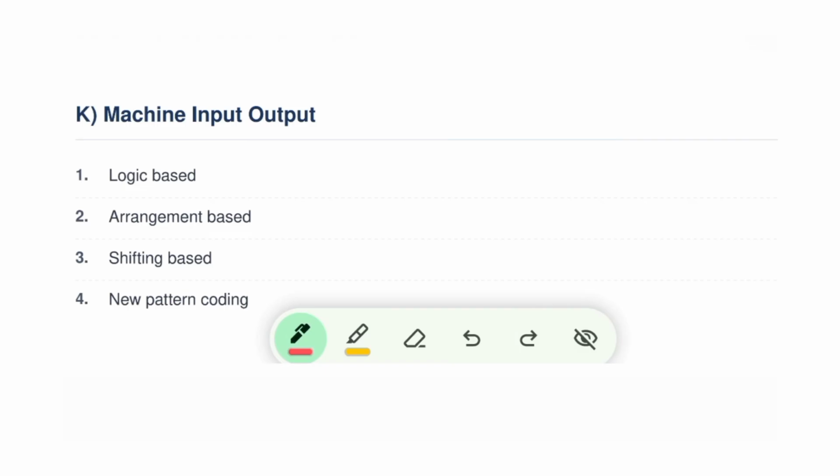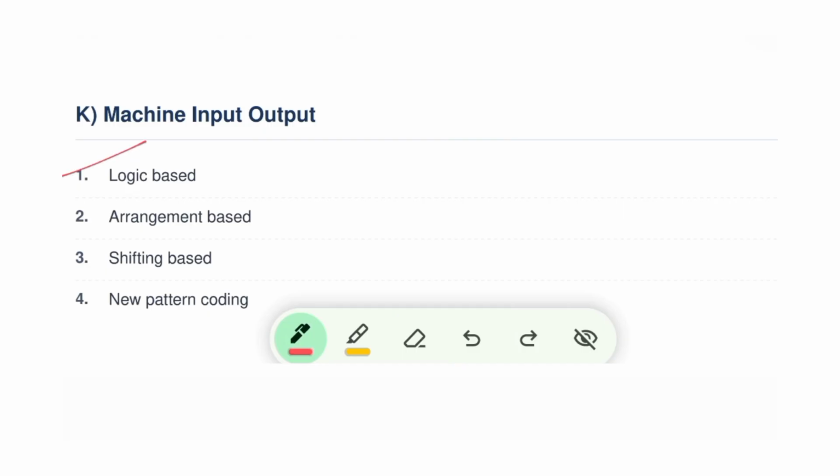Now our next topic is machine input output. This is mainly asked in mains. I can say it is a similar type of coding decoding. I mean, if you are learning or practicing coding decoding properly, place value of alphabets and reverse, symbol based, and so on, it can be helpful in machine input.